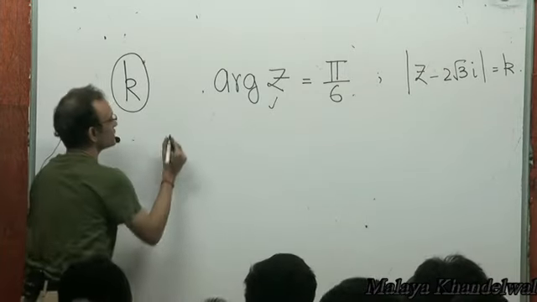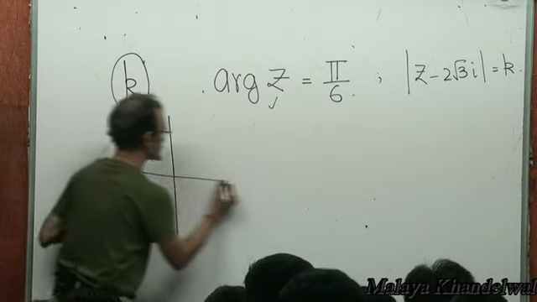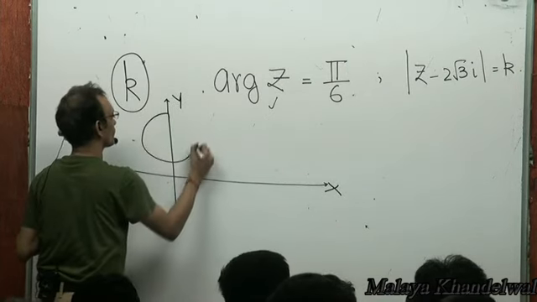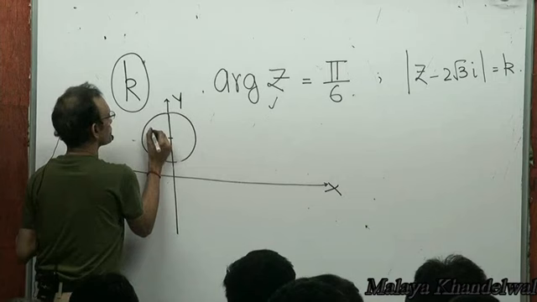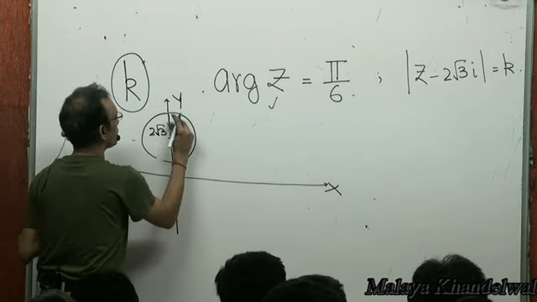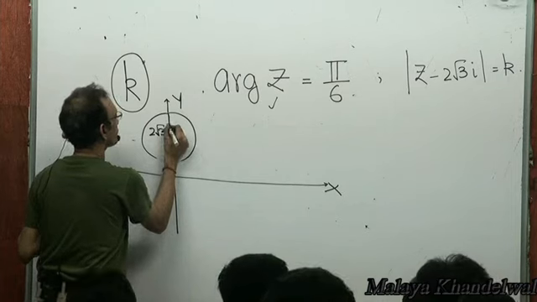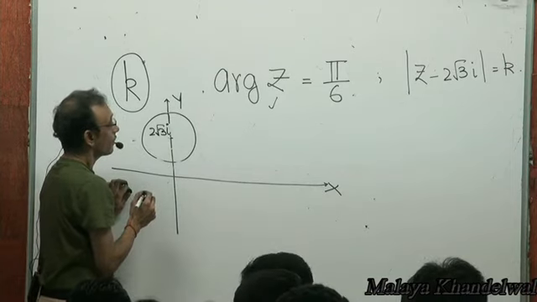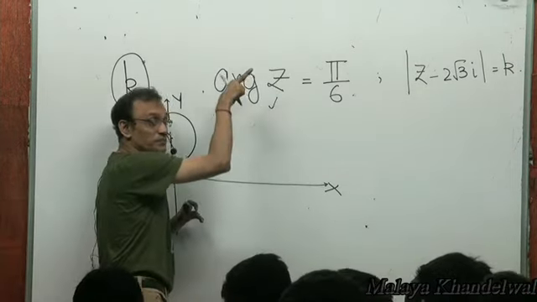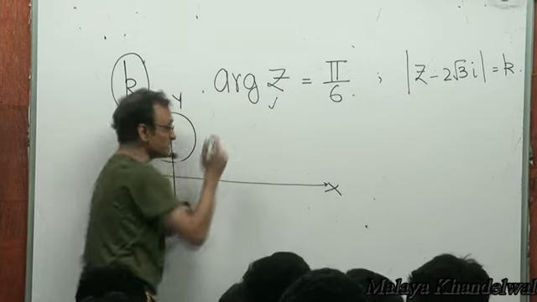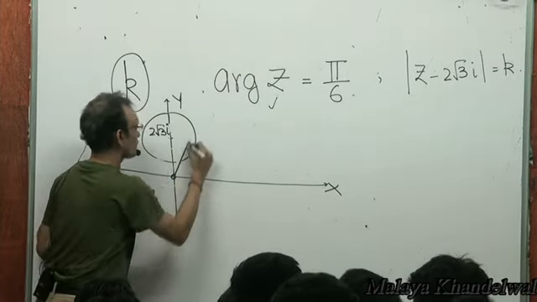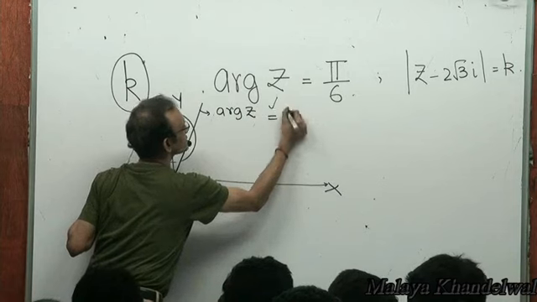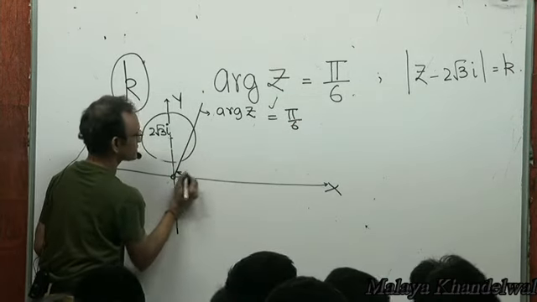Let me draw the locus of the second curve. This point is 2 root 3 I, and the radius is K. Okay. This is a straight line passing through the origin in the first quadrant making an angle pi by 6. All points here would have argument Z equal to pi by 6. This is pi by 6, right?